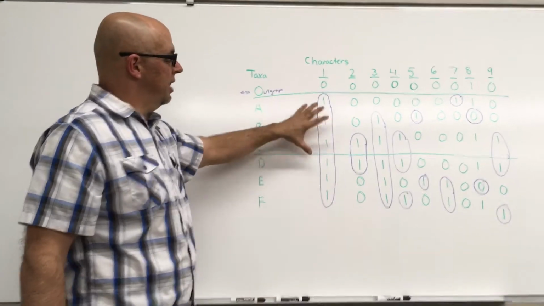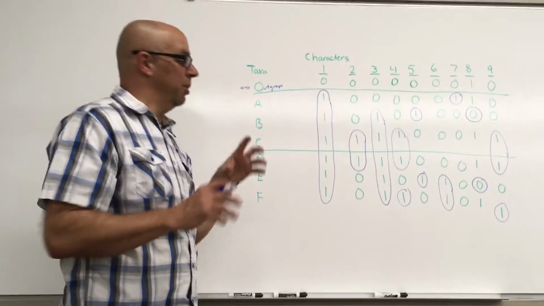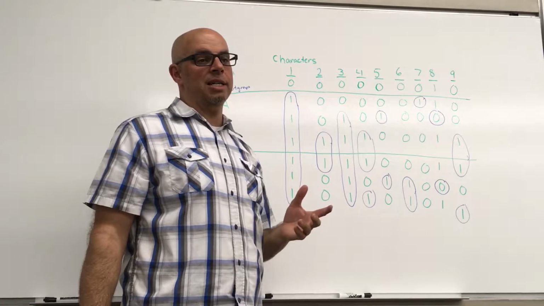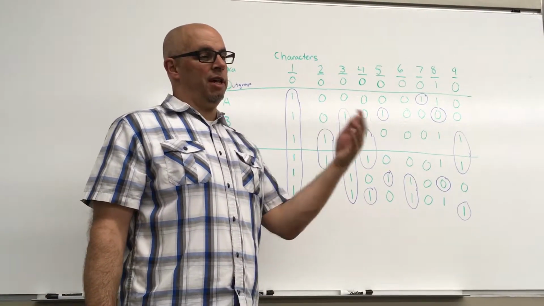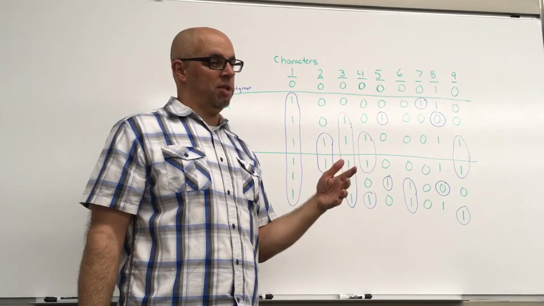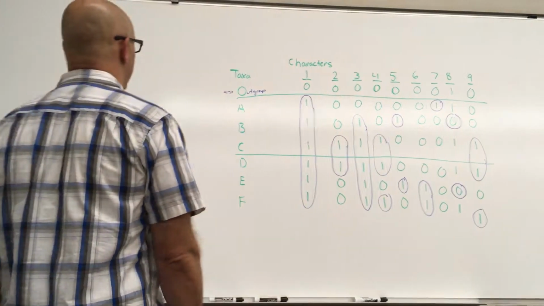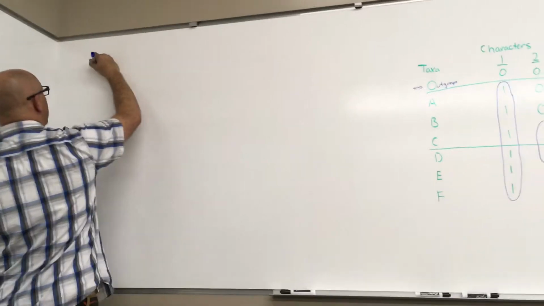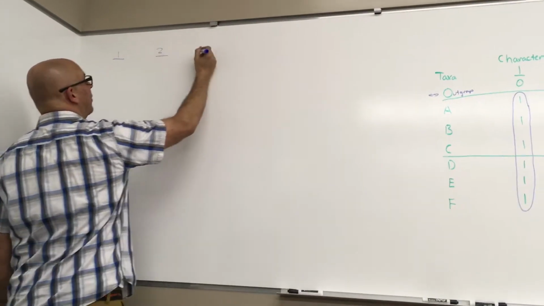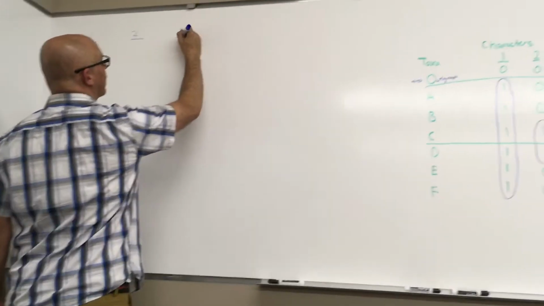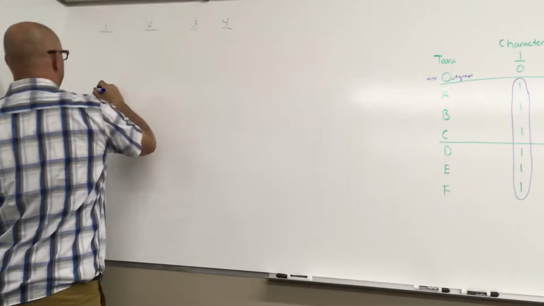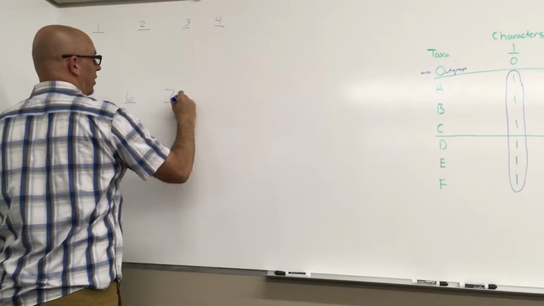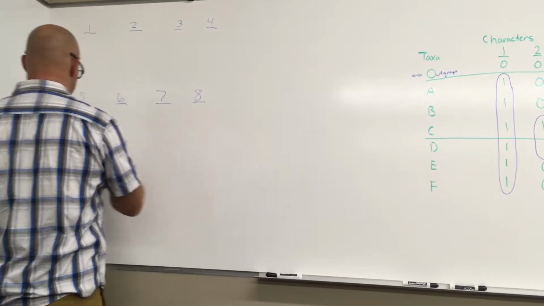Now what I like to do is look at character 1 and translate this from a character matrix into a grouping, because what we're going to see is all of these different groupings can be nested. And the phylogenetic tree is just a graphical representation of that nesting. So what I'll do is I'll write character 1 over here, 2, 3, let me give you enough room, 4, 5, 6, 7, 8, and 9 down here.